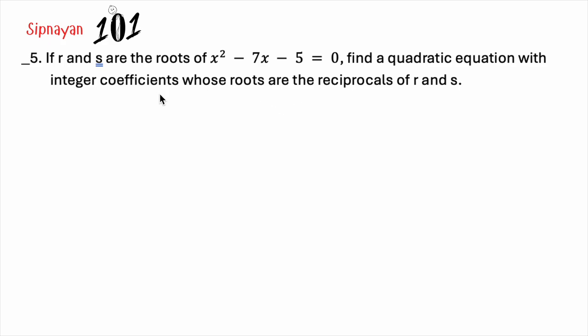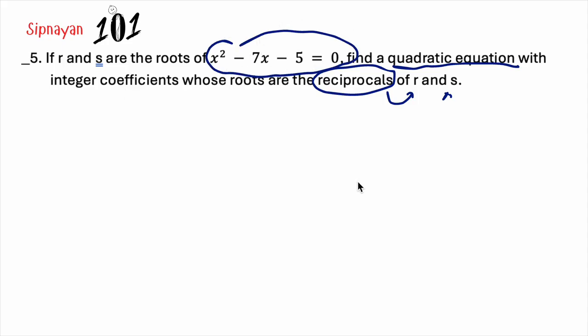Okay, so in this fifth problem, we have to find a quadratic equation with integer coefficients whose roots are, there is a condition here, the reciprocals of r and s. So how to do this? There is a condition. But the given equation is x squared minus 7x minus 5 equals 0. So how to do this?